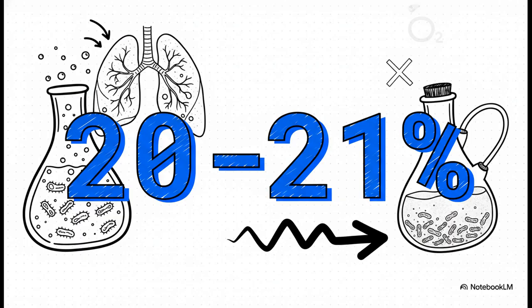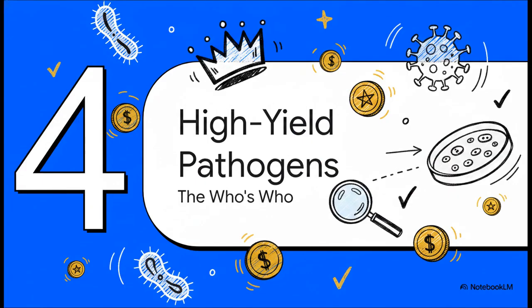While we're talking about culturing and detecting bacteria, let's briefly touch on oxygen requirements. Obligate aerobes require oxygen levels of 20 to 21%. To put that into perspective, that is exactly equal to the ambient air we breathe every day. On the other extreme, obligate anaerobes are literally killed by oxygen. They require special reducing media to remove all the oxygen just so they can survive in a culture. Next up, Section 4, High-Yield Pathogens, the who's who of the exam.